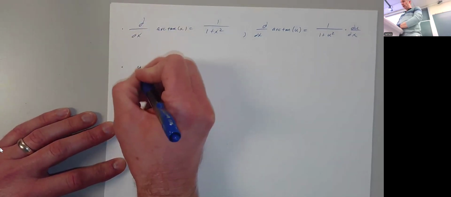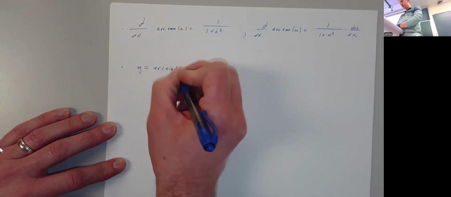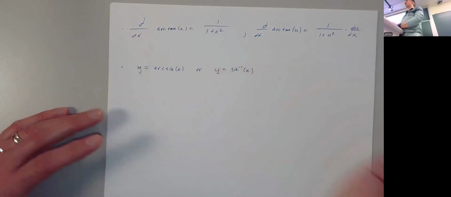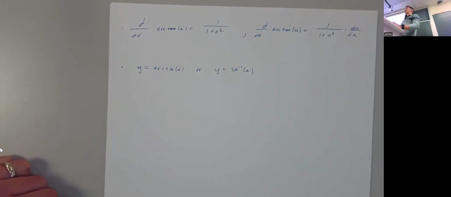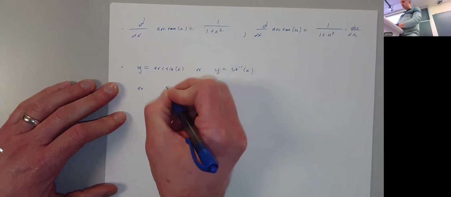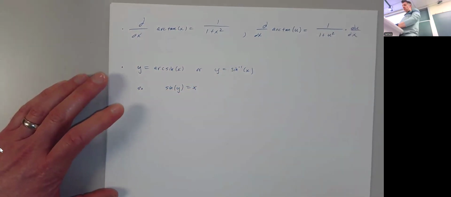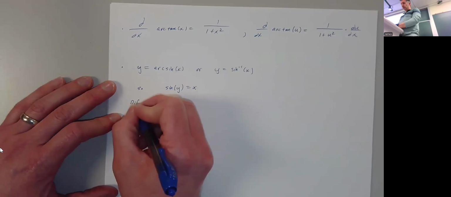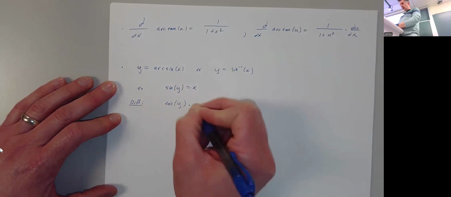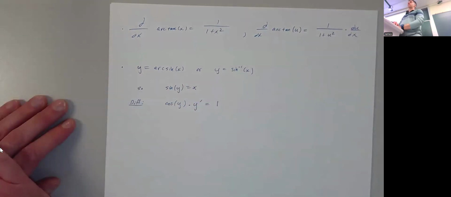So for y equal to the arc, sorry, I said sine, I meant to say arc sine of x, or the inverse sine of x. The process is the same. We're going to rewrite it as sine of y equal to x, and differentiate both sides. The derivative of sine of some stuff is going to be cosine of our stuff times the derivative of our stuff, and it's going to equal the derivative of x, which is 1.